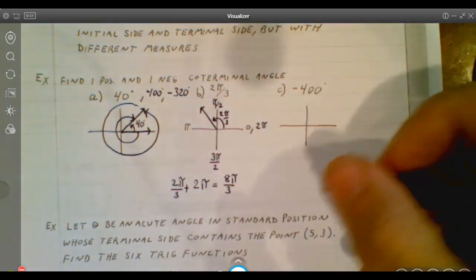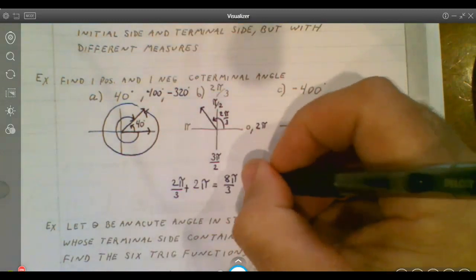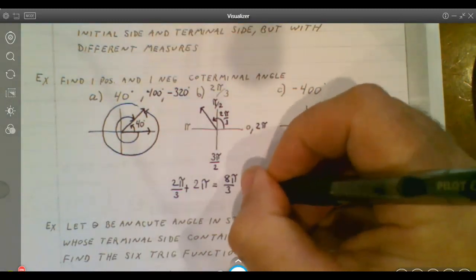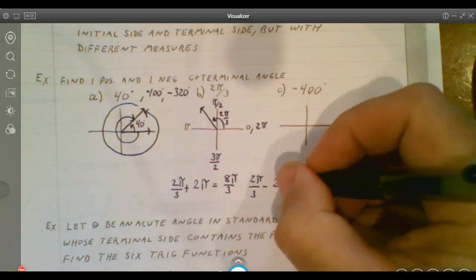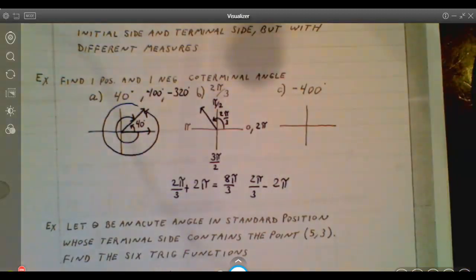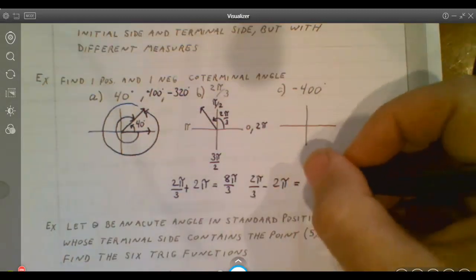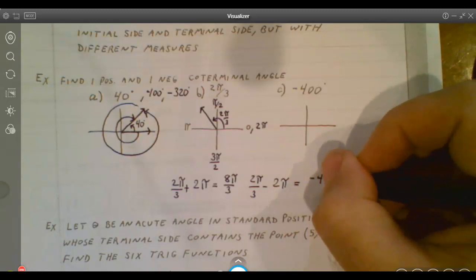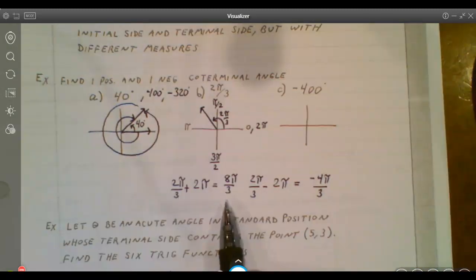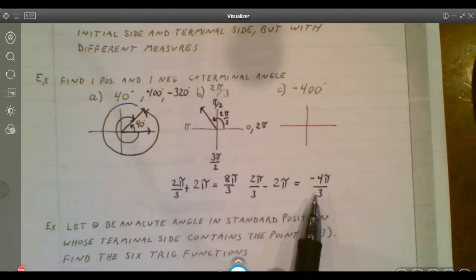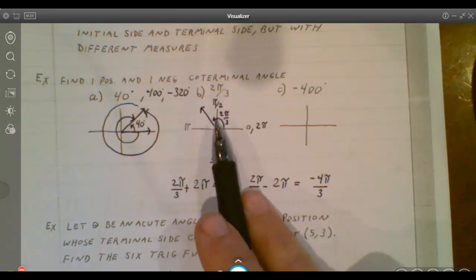If I'm kind of running out of room here, let me do it right here. If I subtract 2 pi, or if you said if I subtract 6 pi over 3, I would get negative 4 pi over 3. All right, so we got my positive coterminal angle. I have a negative coterminal angle. This one, and this one, right?